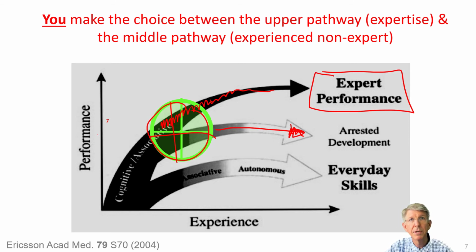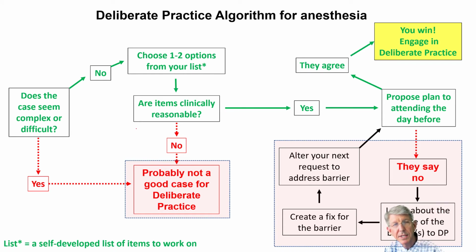So what I'll show you next is an algorithm for when and how you might adopt or put into practice deliberate practice. In this case, it's going to be related to anesthesiology. So the first question to ask is whether or not the case itself seems complex or difficult. If it's a complex or difficult case, in other words, if it's yes, that's difficult or complex, it is probably not a great case for deliberate practice. You're going to be sufficiently overwhelmed and busy and stressed out, so to speak, with just managing the case. You don't want to add extra load to your day, so I wouldn't do it there necessarily.